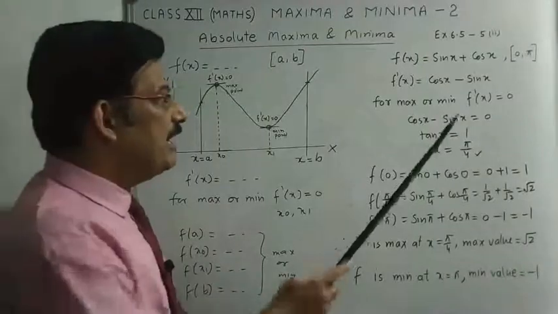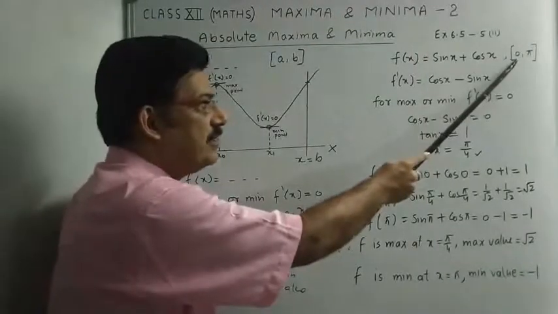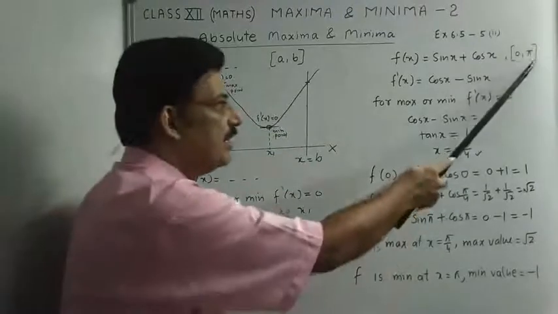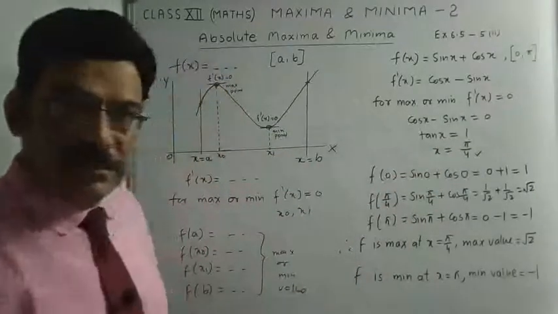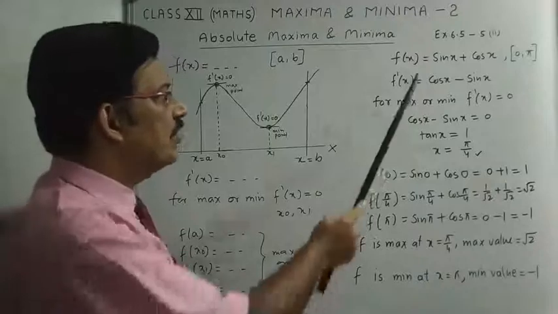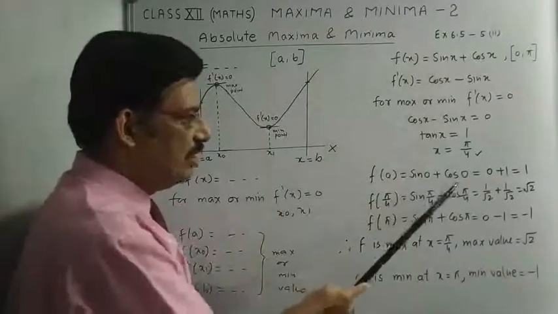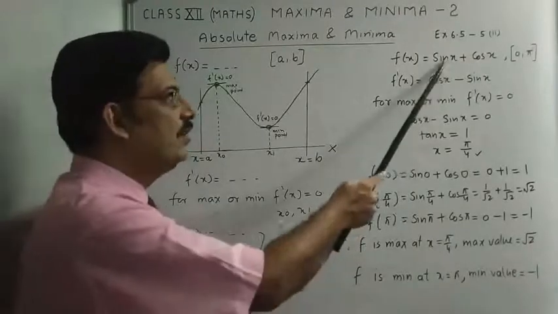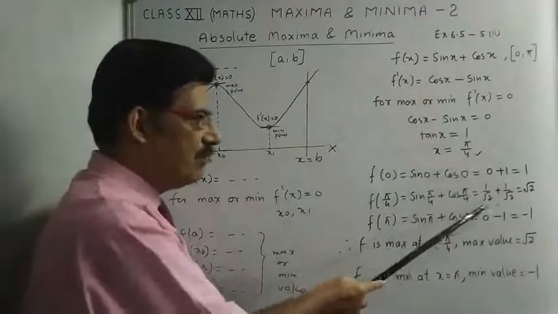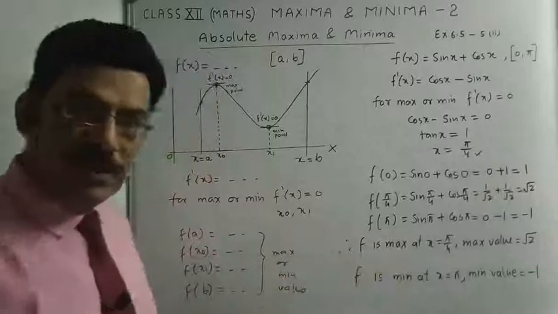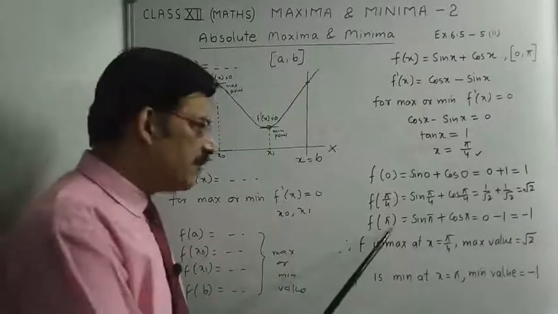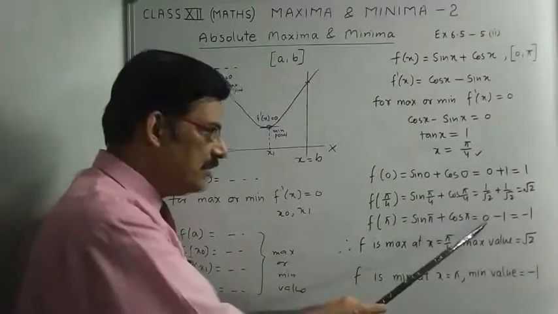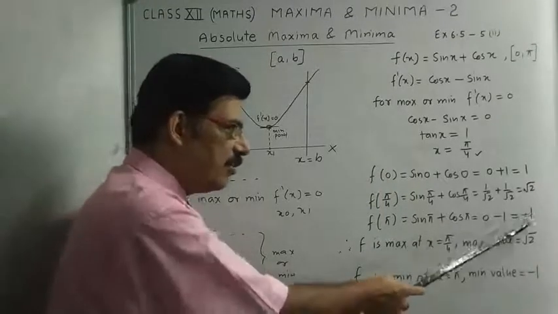Now we have to calculate the value of the function at 0, pi and pi by 4, all 3 points, the boundary of the interval and the point. So f(0) is equal to sin 0 plus cos 0, you can say this is 1, and f(pi by 4) is equal to sin pi by 4 plus cos pi by 4, which is 1 by root 2 plus 1 by root 2, that means root 2. Now the last point f(pi), you get sin pi plus cos pi. Sin pi is 0, cos pi is minus 1, you got minus 1.